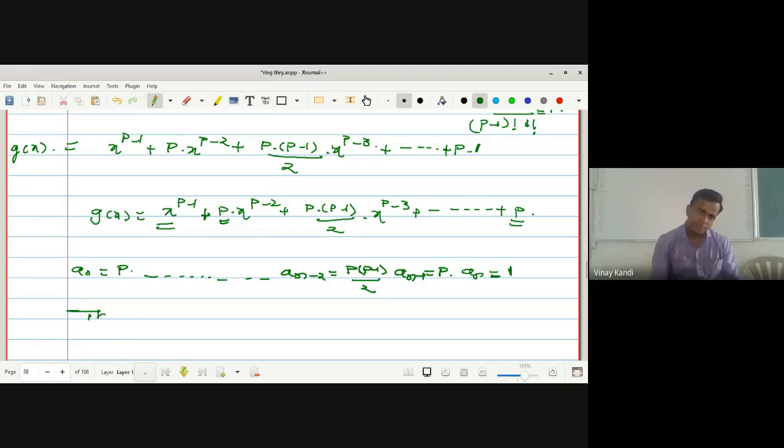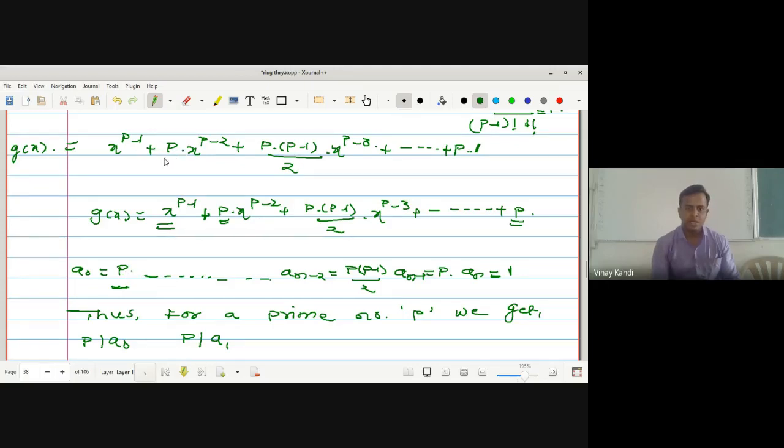Thus, for a prime number p, okay, this is your prime, so I chose the same p. For a prime number p we get p divides a_0, this one. Okay, p divides a_1. What will the next term be? It will also have p in it. So p divides a_1, up to so on, that p divides a_{n-1}, but p does not divide a_n.